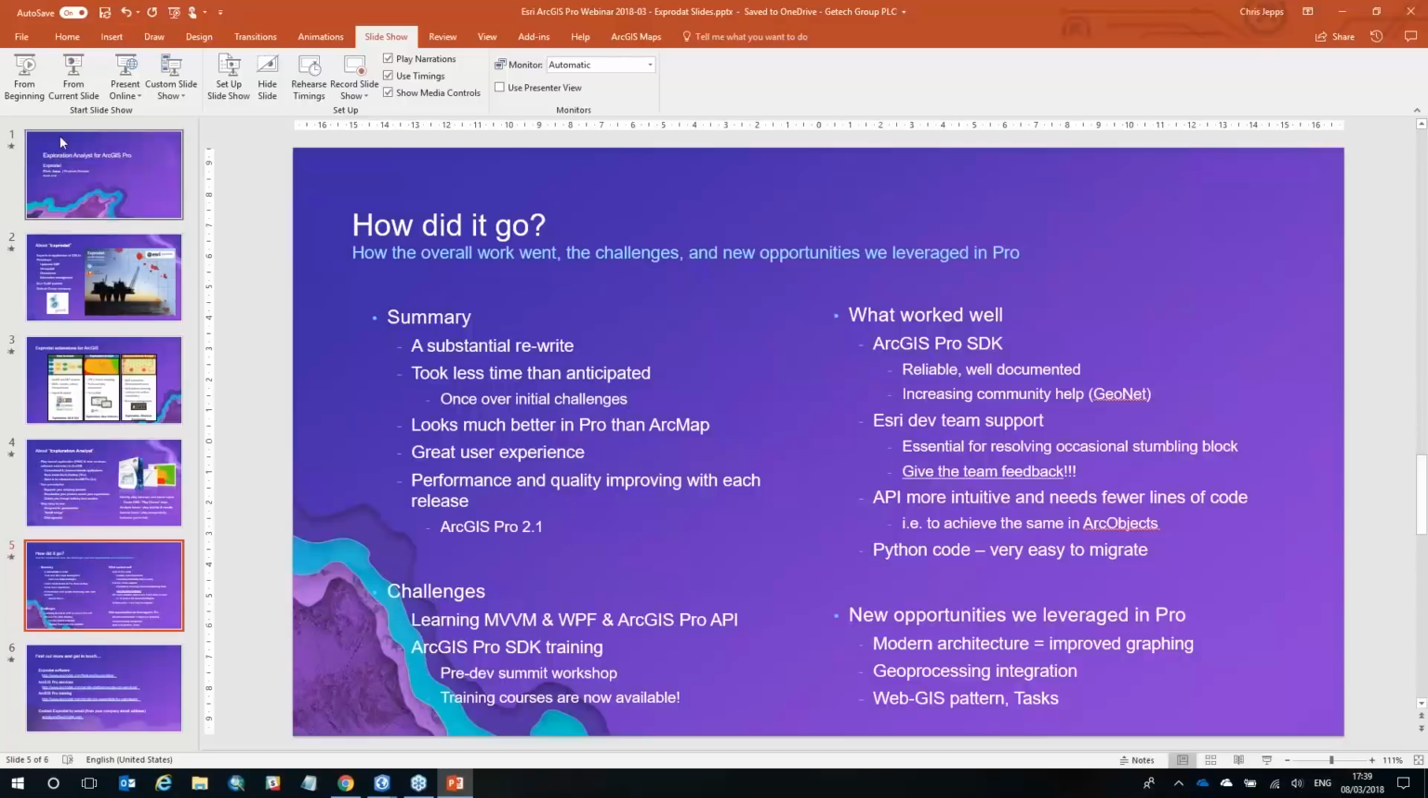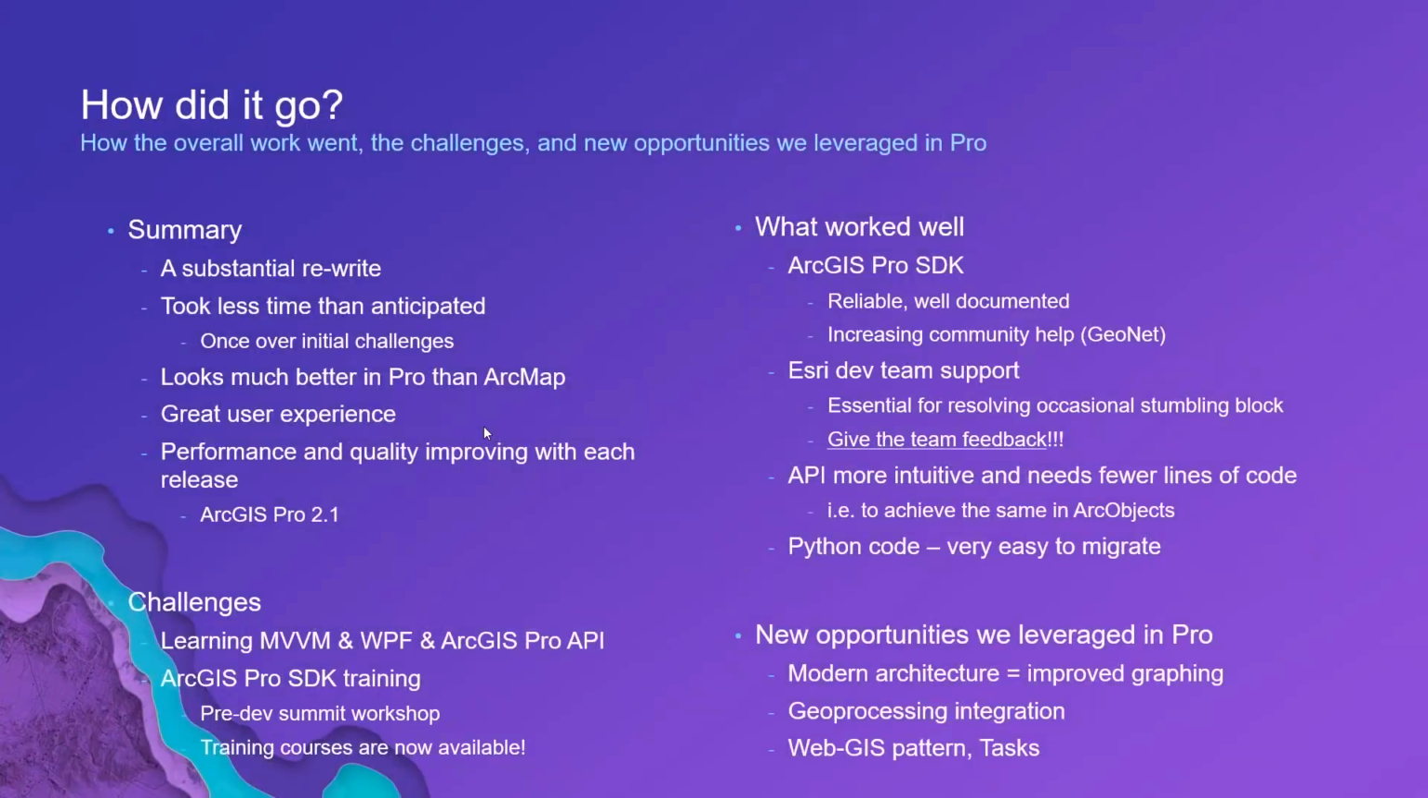So I'm just going to jump back to my PowerPoint. So when we migrated our extension from ArcMap to ArcGIS Pro, how did it go? What were the challenges, and what did we think worked well? Well, in summary, if you've got a lot of ArcObjects code in your in-house solution, or you're a partner and you've got a commercial solution, the ArcObjects code is a substantial rewrite over to the new ArcGIS Pro API. However, some parts of the code were very easy to migrate, anything involving Python, for example.